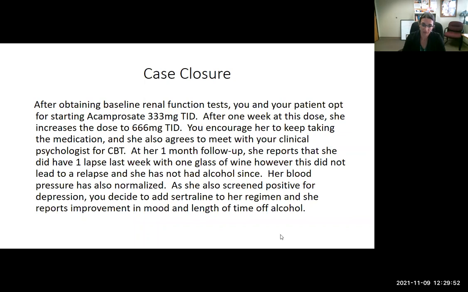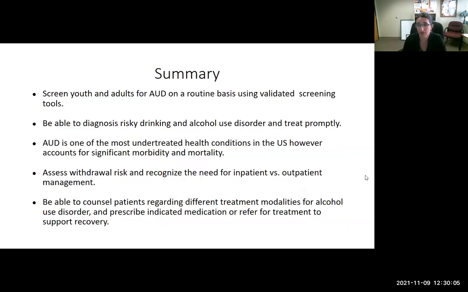She's screened positive though for depression, and after further evaluation decided to add sertraline to her regimen. And she reports improvement in her mood and the length of time off alcohol. So in summary, we'll need to screen youth and adults for alcohol use disorder on a routine basis using our validated tools. We want to be able to diagnose risky drinking and alcohol use disorder and treat promptly.